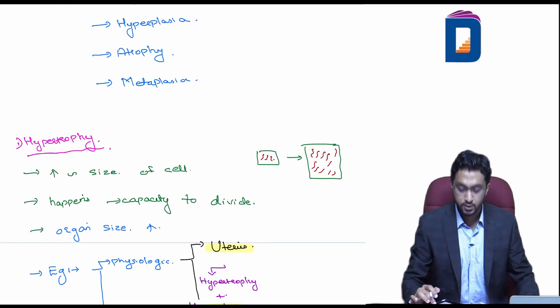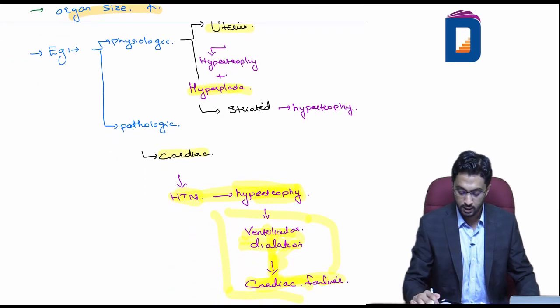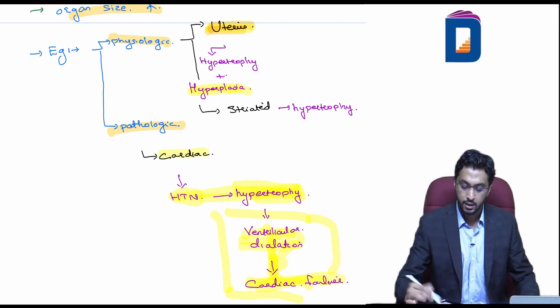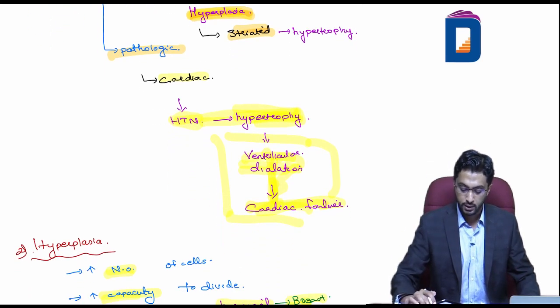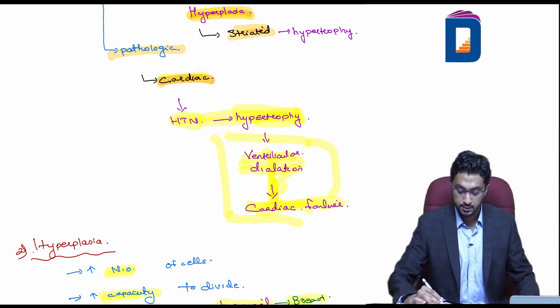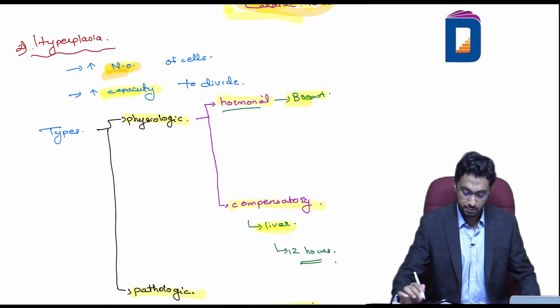Cellular adaptations, there are four types. Hypertrophy, where there is an increase in size of cell, and it happens when there is no capacity to divide and the organ size increases. Examples are physiologic and pathologic. In physiologic, we have the uterus and the bodybuilder's striated muscle, but in the uterus you can also see hyperplasia, which is not seen in striated muscles. In pathologic, cardiac muscle in hypertension undergoes hypertrophy and finally leads to irreversible changes.